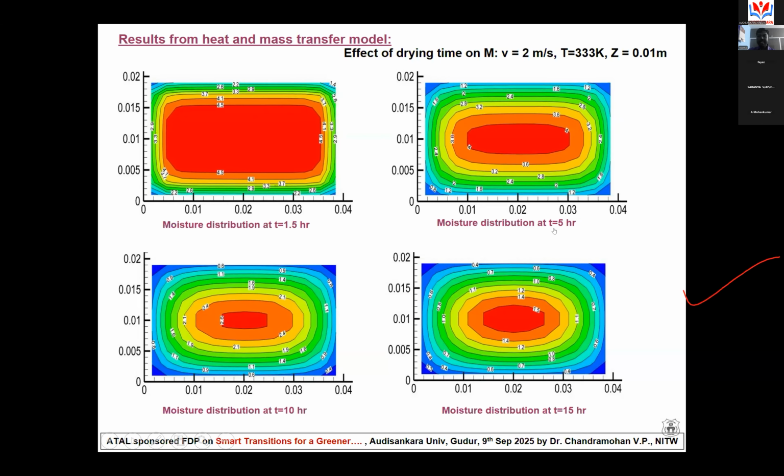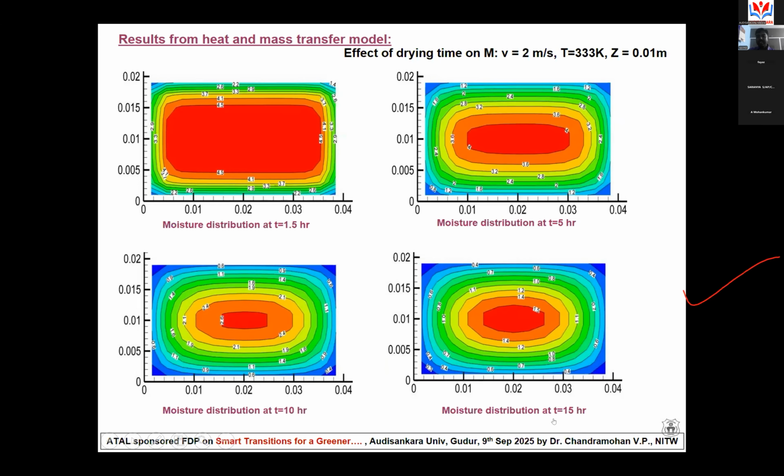Okay, when the time is increased to 5 hours, the maximum moisture content inside is reduced to 4, and outside it is 1.2. That means the excess moisture content in the food product is still diffusing to the surface, and from the surface it is removed. Now the 4 is reduced to 2.6 kg per kg of dry basis at 10 hours, and 1.5 kg per kg of dry basis at 15 hours.